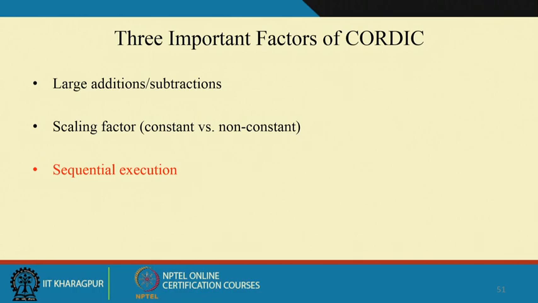That is why people have developed, and in the literature you will definitely find, the radix 4 CORDIC algorithm, then the radix 8 algorithm. By increasing the radix, or increasing the steps per iteration, I can reduce the time, though the complexity will be more. Again, the last point here is the sequential execution of the algorithm itself.